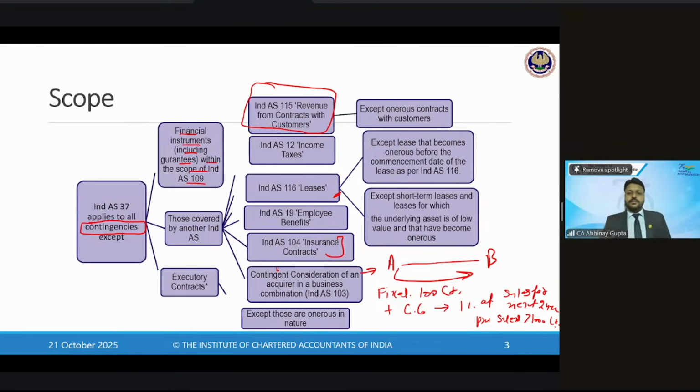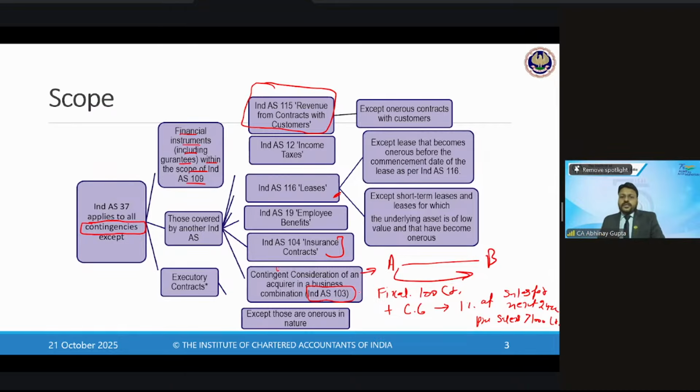Now there is a contingency involved. If the 1000 crore mark is achieved, then only this 1% becomes payable, otherwise not. So on the date of signing of the contract for the business acquisition, A Limited doesn't know whether they will be able to generate 1000 crore sales in the next 2 years or not. Neither does B Limited know. So there is a contingency involved, and this contingency is well taken care of by Ind AS 103 itself. So Ind AS 37 doesn't come into play.